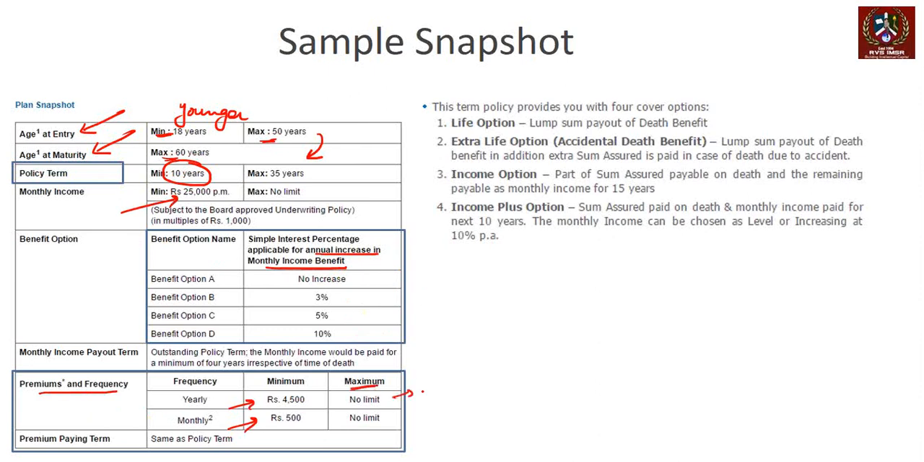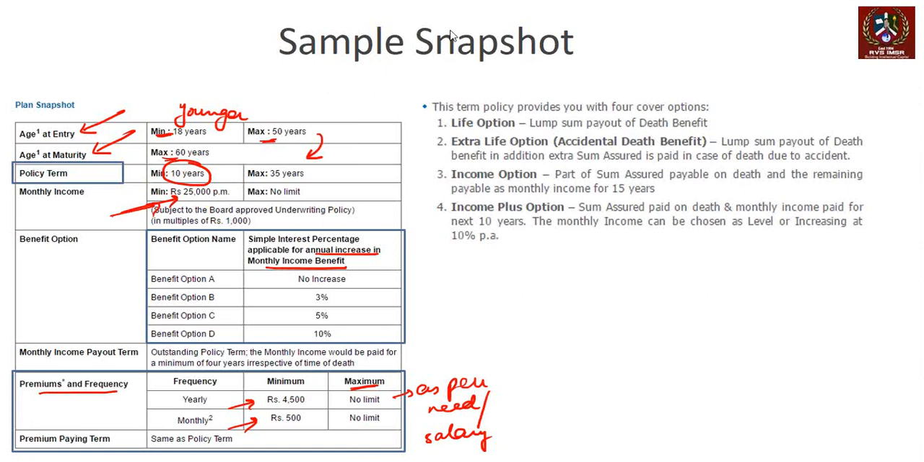You can pay as per need and the salary that you have. I can't go and take a policy for 50 crore if I want to, because they will look at what kind of salary I have, and essentially it's based on what kind of premiums can be paid by me, right? Then there are four kinds of options that this policy gives.